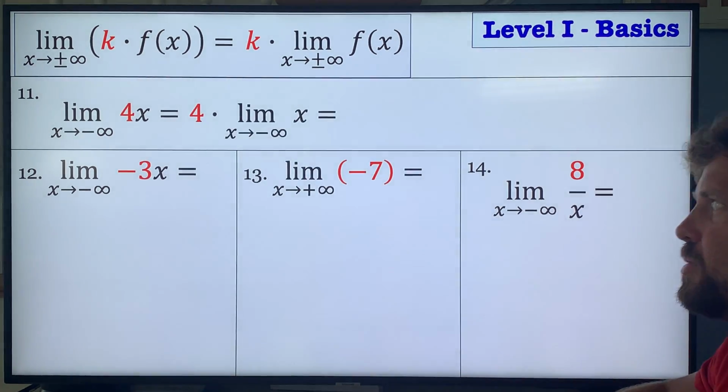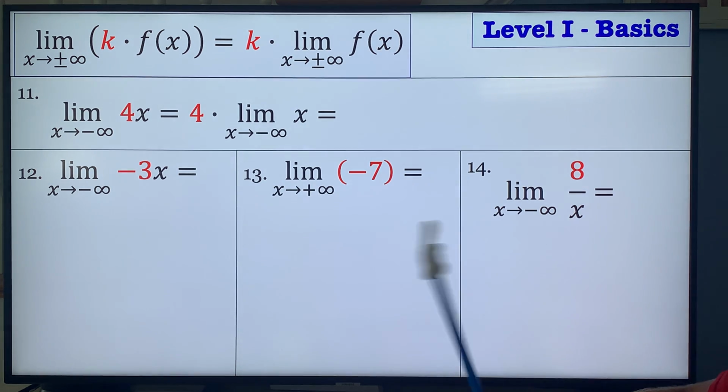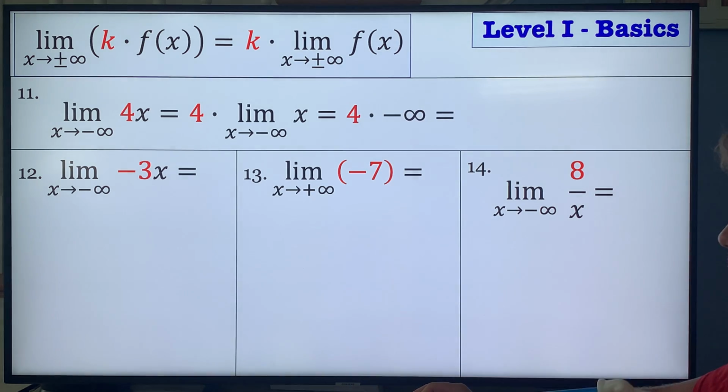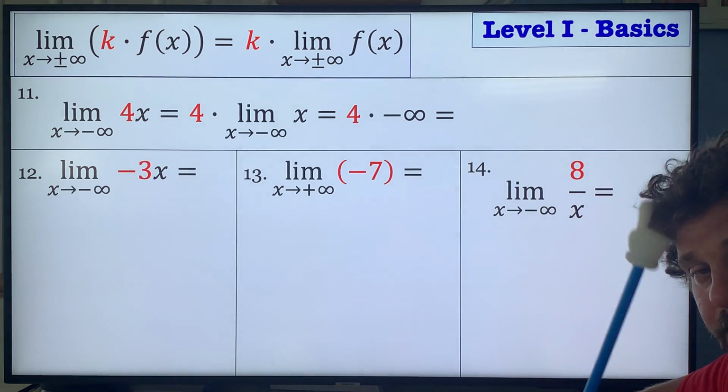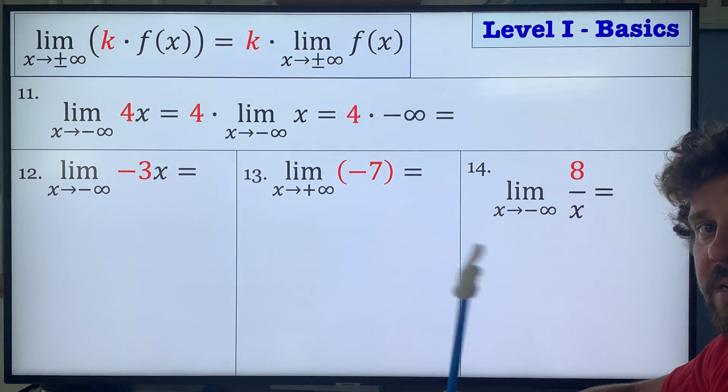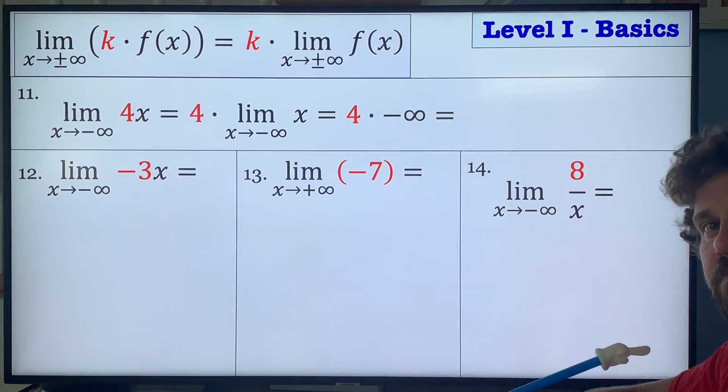Here comes some concepts. So 4 times the limit of x as x approaches negative infinity. What's the limit of x as x approaches negative infinity? You plug in the negative infinity. Now, get this once and it will be good forever. What do you think 4 times negative infinity is? Ready? Yell out your answer.